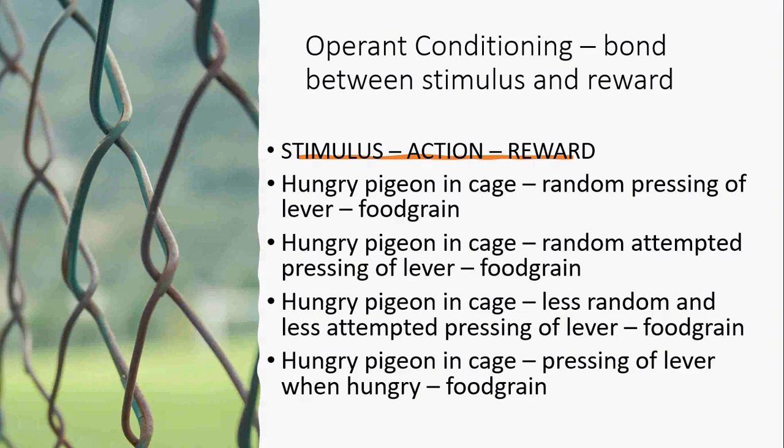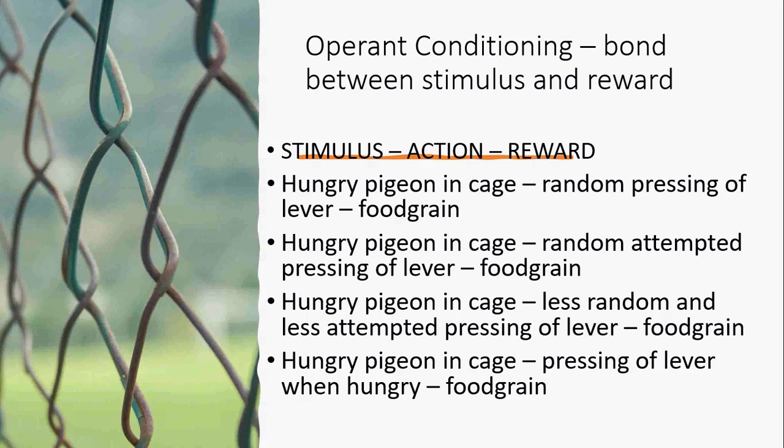In these experiments, we have a hungry pigeon in a cage or a hungry bird in a cage. Inside the cage, there is a lever. If that lever is pressed, food grain falls into the cage and the pigeon can eat. The pigeon is not trained initially. There is just a hungry pigeon in a cage. It did not have any food for some time.